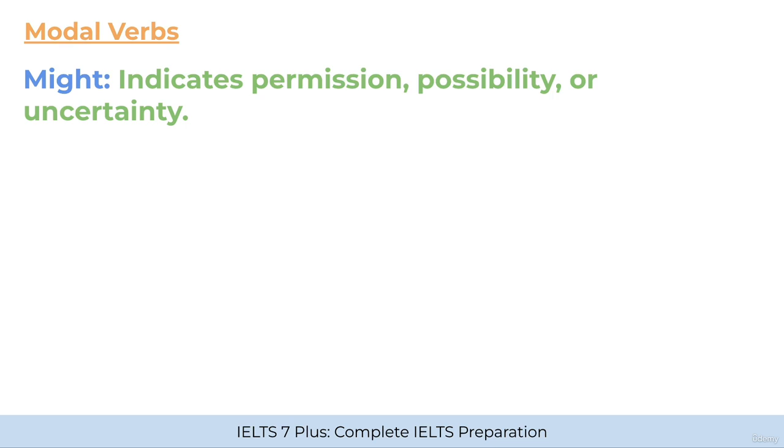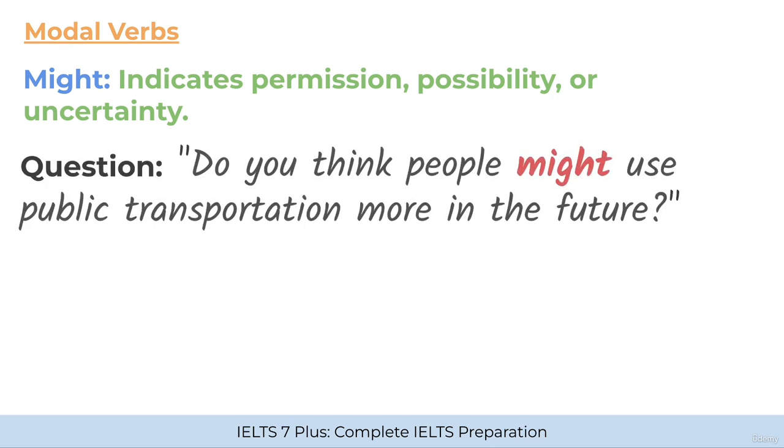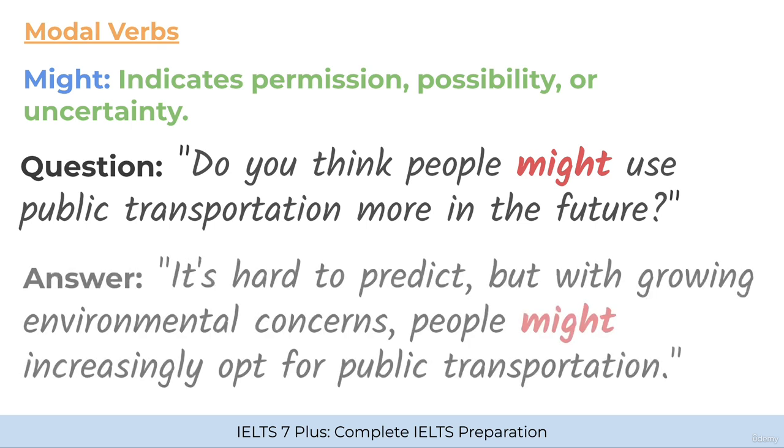Might. Very similar to may. Permission, possibility, and uncertainty. So when we're not sure about something, we can use might. Do you think people might use public transportation more in the future? So this is connected to a future situation. It's hard to predict, but with growing environmental concerns, people might increasingly opt for public transportation.